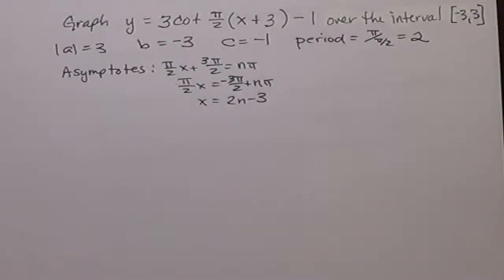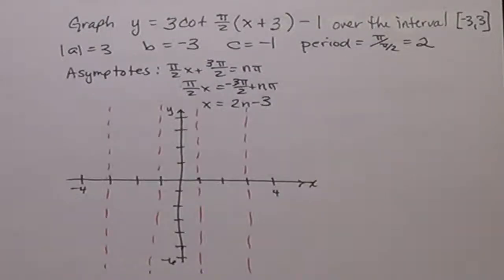Because we're given a specific interval, we don't have to look for the period. We just need to find where the asymptotes are on that particular interval. So our interval, again from negative 3 to 3, we can see the 2n minus 3 is going to give us 4 asymptotes on that interval. So 1 at each of the endpoints, and then 1 at -1 and +1.